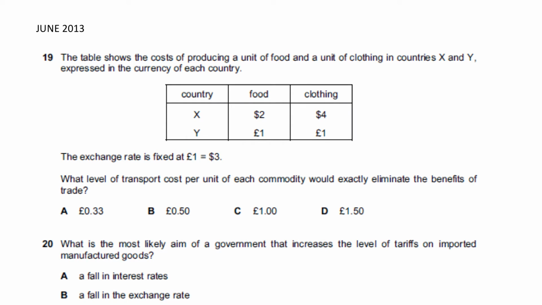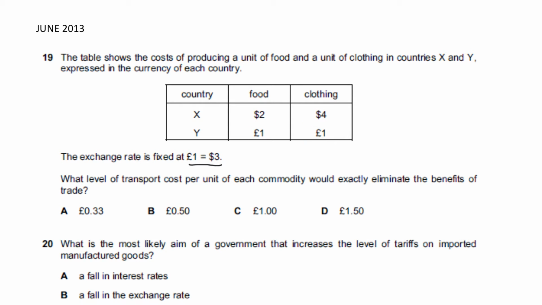So this is June 2013. It says the table shows the cost of producing a unit of food and a unit of clothing in countries X and Y expressed in the currency of each country. The exchange rate is £1 is equal to $3. So they've given us the cost of making food and clothing, but they've given us for country X in dollars, while for country Y they've given us in pounds.